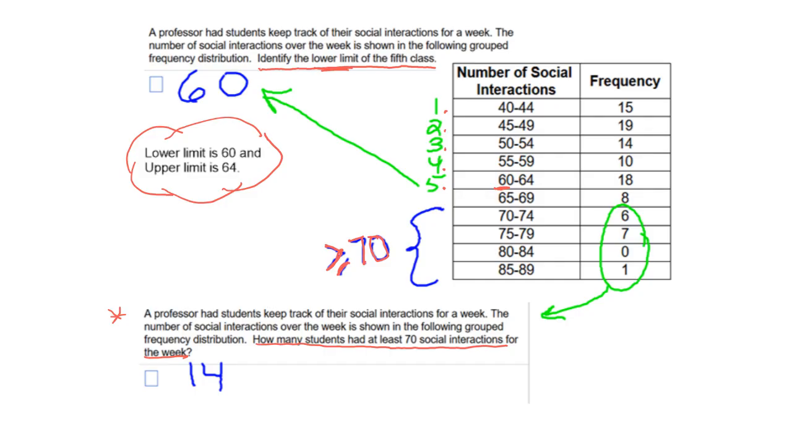If you notice on the last 4 classes that we have, 70 here is starting as our lower limit. And we need to add all the classes that follow because they have above 70 interactions. So we'll take each frequency for each of those last 4 classes and add them together. 6 plus 7 plus 0 plus 1 will give you a frequency of 14. So how many students had at least 70 social interactions for the week? That would be 14 students.